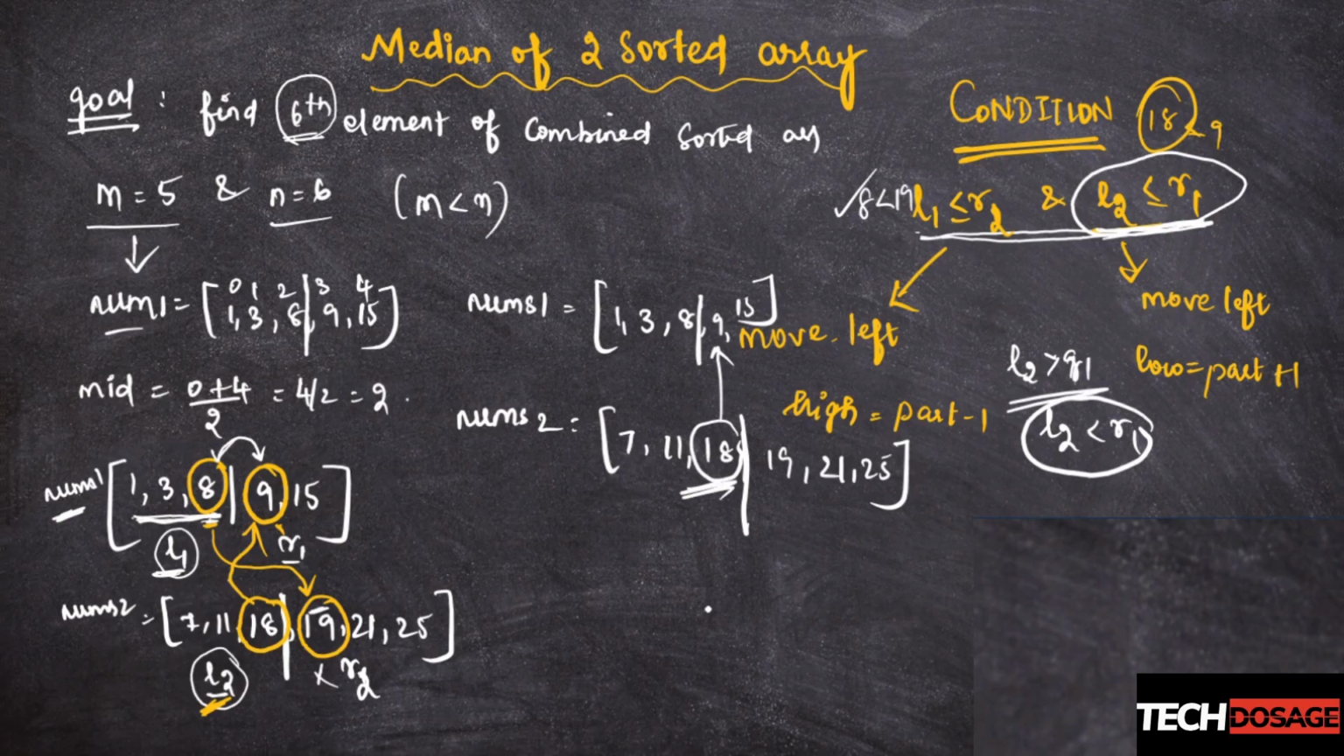So what should I do? I won't take this 18. I'll take a number which is smaller than 18. So for that I should be going until 11. Or in other case, I should be making this L2 smaller than R1, right? So I'll increase the R1 now. 1, 3, 8, 9, 15. I'll increase the R1.